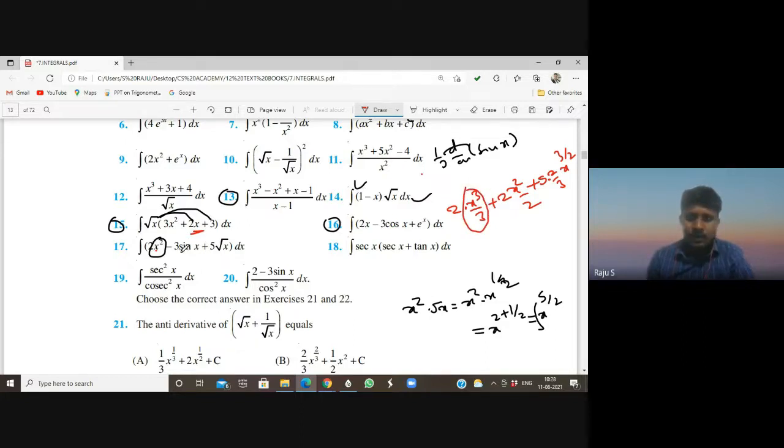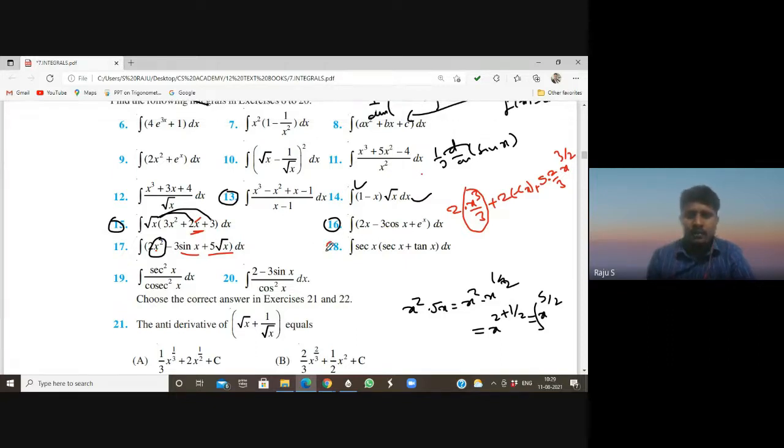Sorry, here sin x is there. Okay, I thought this one. Anyhow, sin x integral will be minus cos x. Okay, 5 root x. This is also a simple question. Simple questions and all I'm giving as homework. Difficult questions I'll do here.